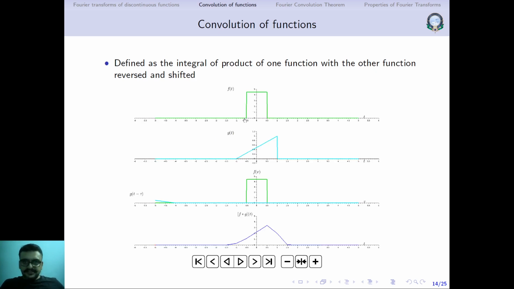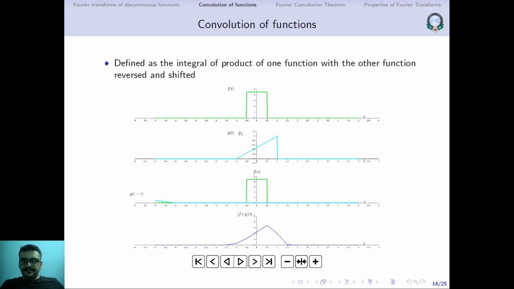So suppose this function is f and this function is g. Function f is a square function, and function g is a triangular function. Here the horizontal axis is t, and here also the horizontal axis is t, but here the horizontal axis is tau, because tau is the dummy variable, and then I use t minus tau. Here you can see the slope is positive, so when you reverse it you will get a negative slope.